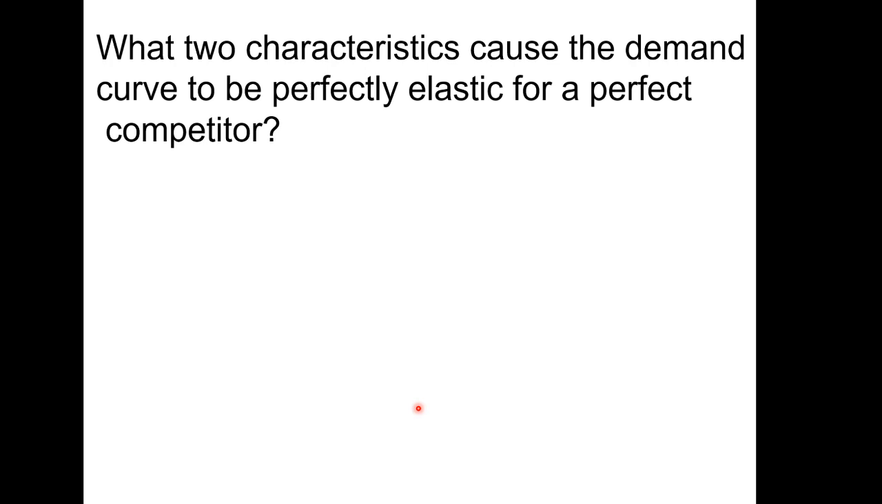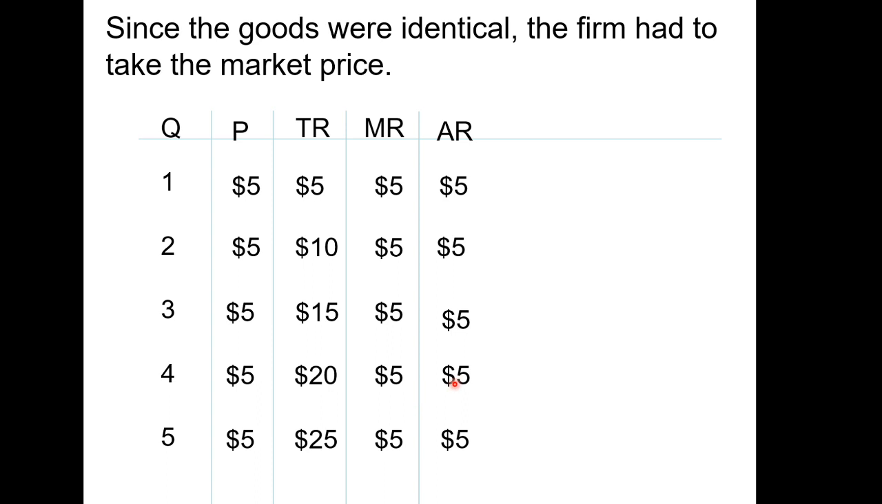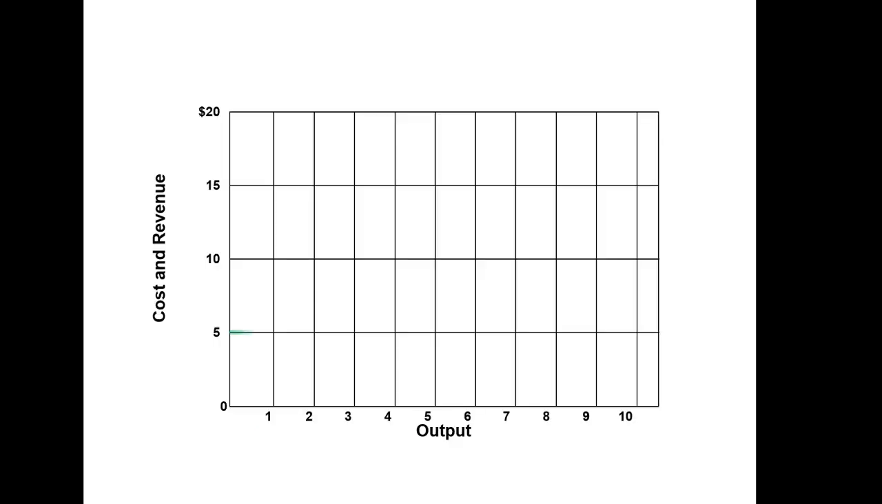All right. So we talked about what the two characteristics are that cause the demand curve to be perfectly elastic, horizontal, for a perfect competitor. And those two things were price takers and identical goods. So because of that, we have the price being 5, the marginal revenue being 5, and the average revenue being 5. There's no reason to want to change the price. I can sell all the goods at that price, right? So we see that MR and price are the same because of the homogeneous goods, because of the price taker. I want to pound that home, get you to understand that. We talked about the curve being perfectly elastic.